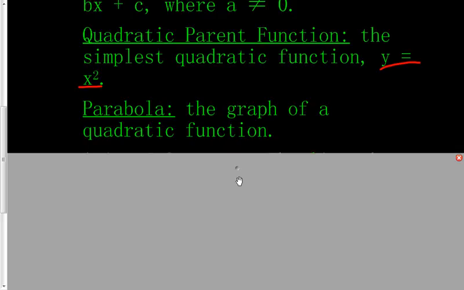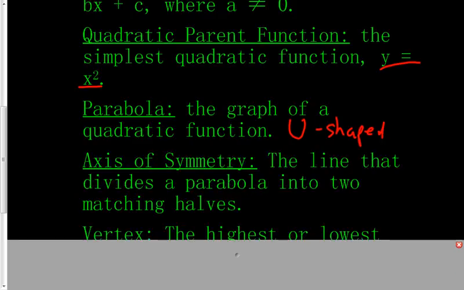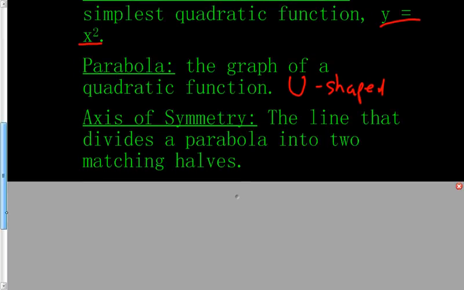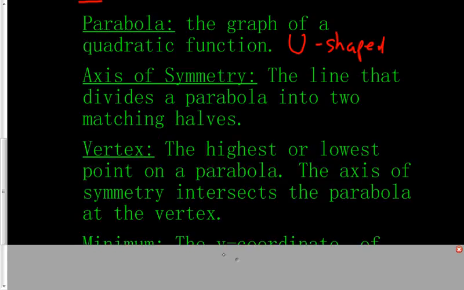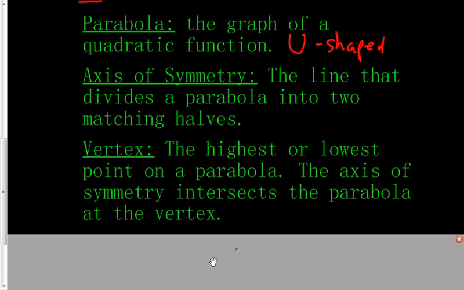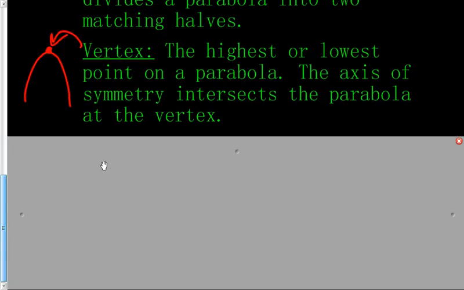There's a parabola of a quadratic function, U-shaped. We're also going to be talking briefly about the axis of symmetry. It's the line that divides a parabola into two matching halves. It's called symmetry because on both sides it's going to look the same. The vertex is the highest or lowest point of the parabola. So if we have our parabola, this is the very highest point, that's the vertex. Same thing if it was a low point.